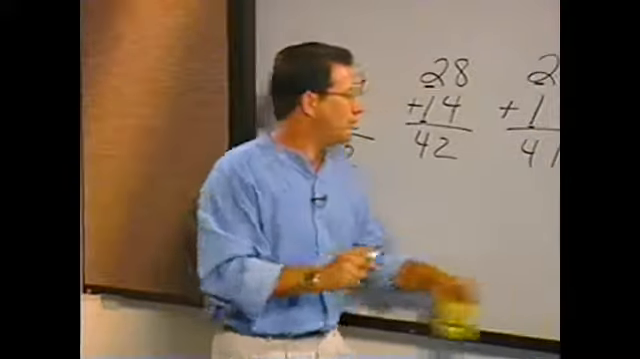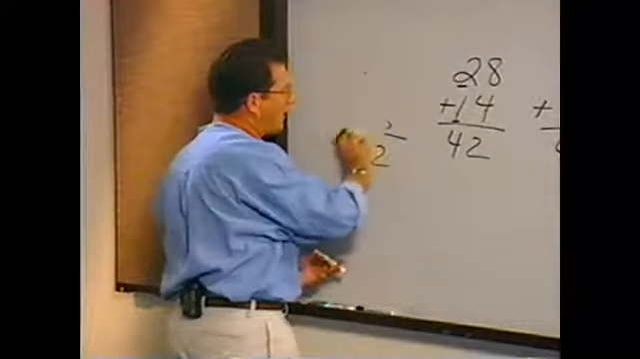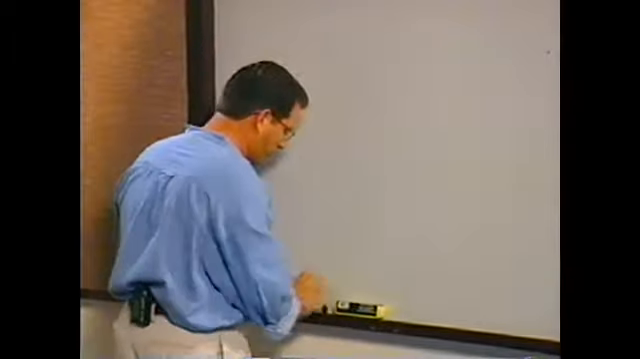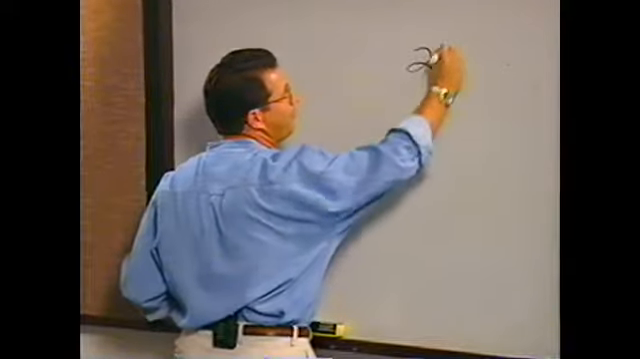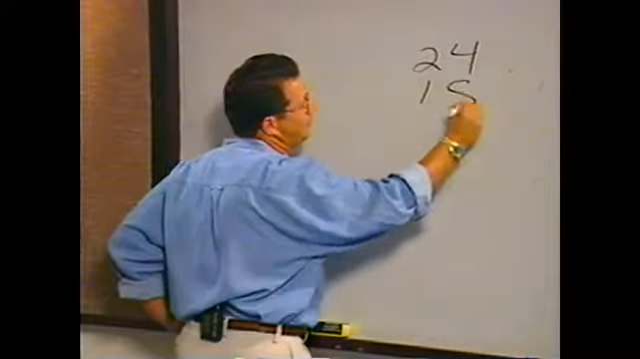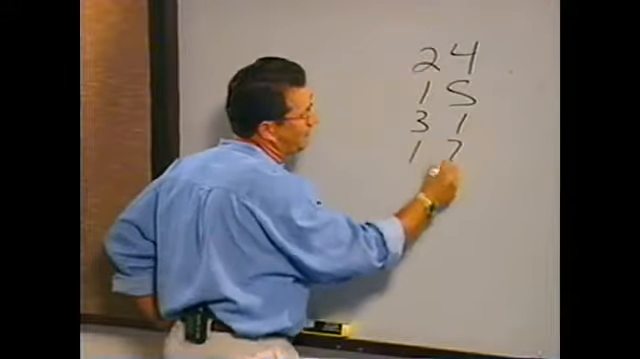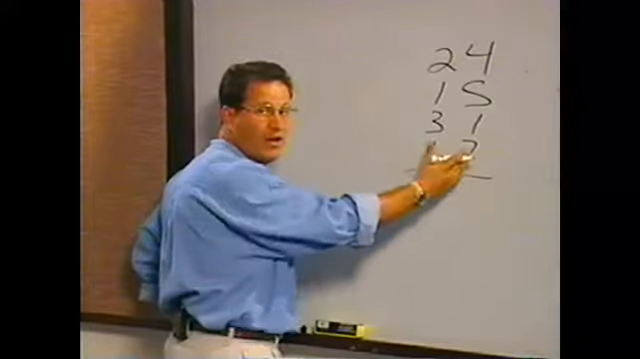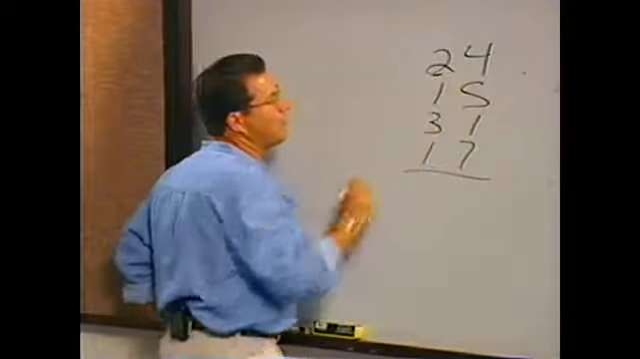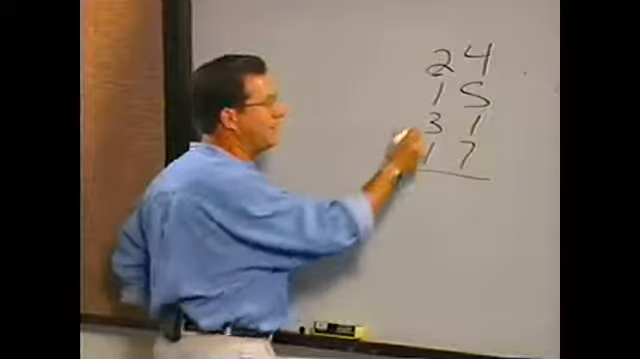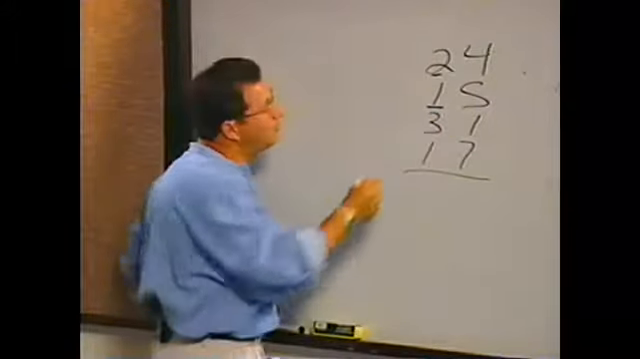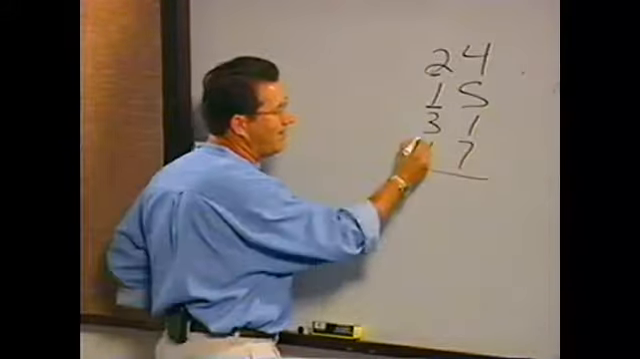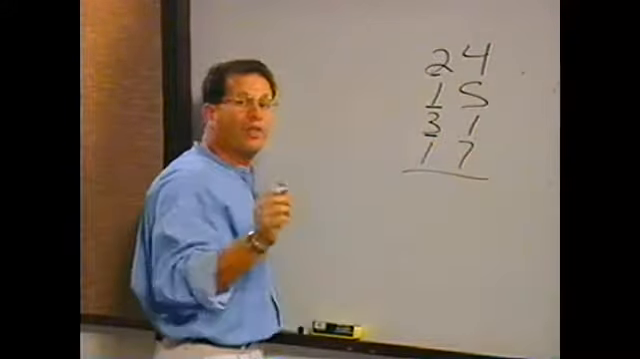So I'd like to give you one more example, but this time, let's try a bunch of two-digit numbers and add them up in a column-like form. For example, 24, 15, 31, and 17. A lot of numbers. We're going to go left to right down the columns, okay? So this 2 right here stands for what? That stands for 20. This 1 stands for 10. So what's 20 plus 10? You should get 30.